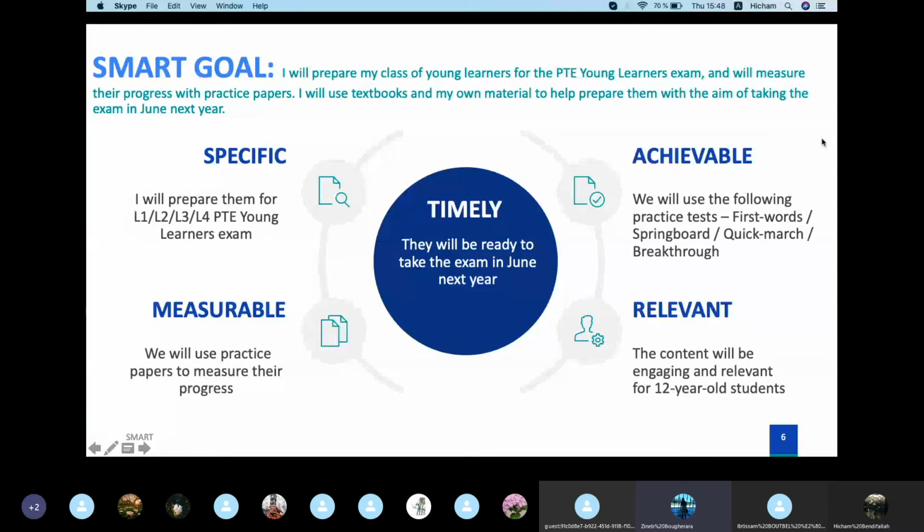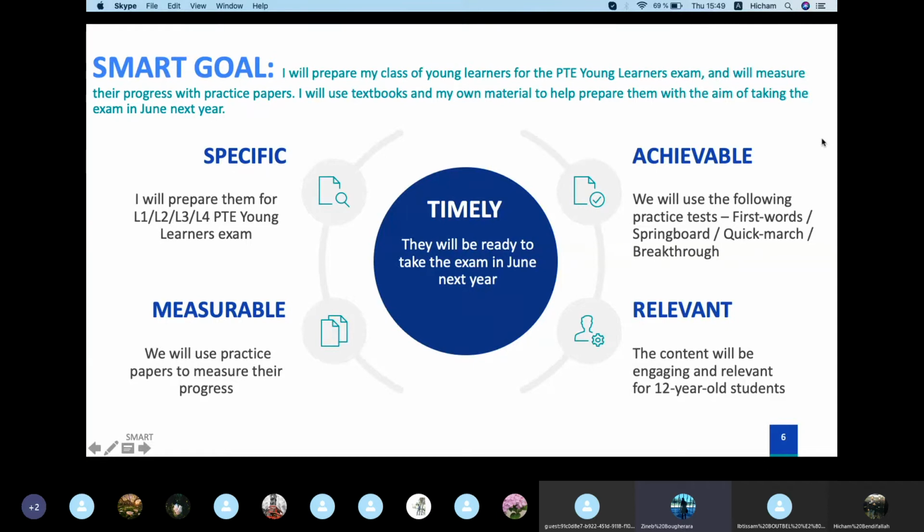unintended learning outcomes. Here, let's see the model of a SMART goal provided by Hicham. I will prepare my class of young learners for the Young Learners exam and will measure their progress with practice papers. I will use textbook and my own materials to help prepare them with the aim of taking the exam in June next year. Here we are focusing on the students' use of real practical English in age-appropriate and enjoyable contexts of all situations.